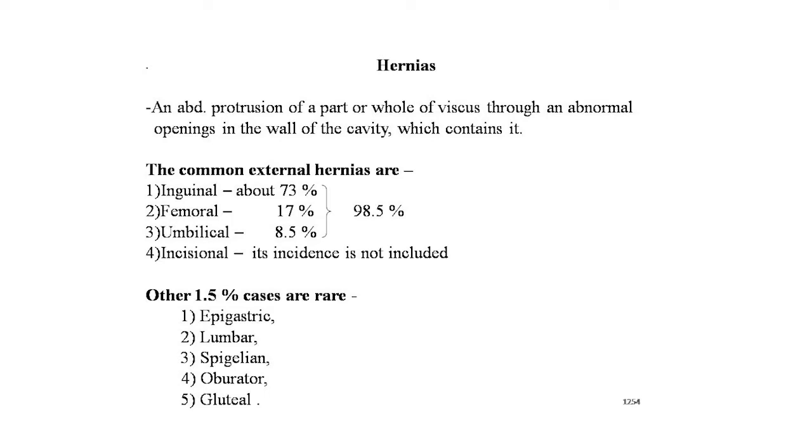The common external hernias are inguinal, about 73%, femoral 17%, umbilical 8.5%. Only these three types contribute 98.5% of the total external hernias. And incisional hernia, its incidence is not included because it is iatrogenic. The other 1.5% are rare: epigastric, lumbar, Petit's, obturator and gluteal.